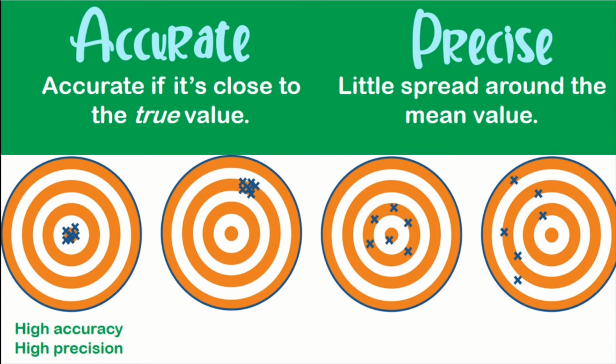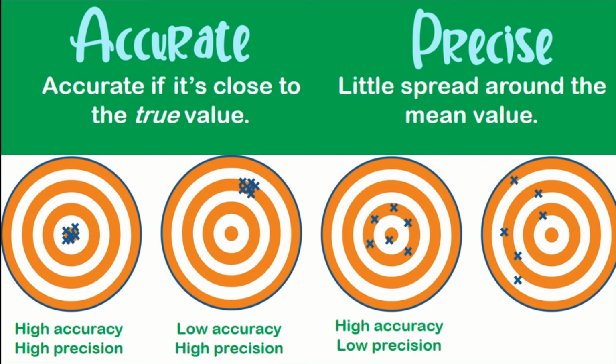So that's not only accurate, it's close to the true value. It's very precise because there's not a lot of spread among my different results. This one here is not very accurate. It is, however, quite precise because they're all close to one another. The third one here is pretty accurate. They're all quite close to the true value, but they're not close to one another. There's quite a range, so it's not very precise. And that fourth one is neither accurate nor precise.